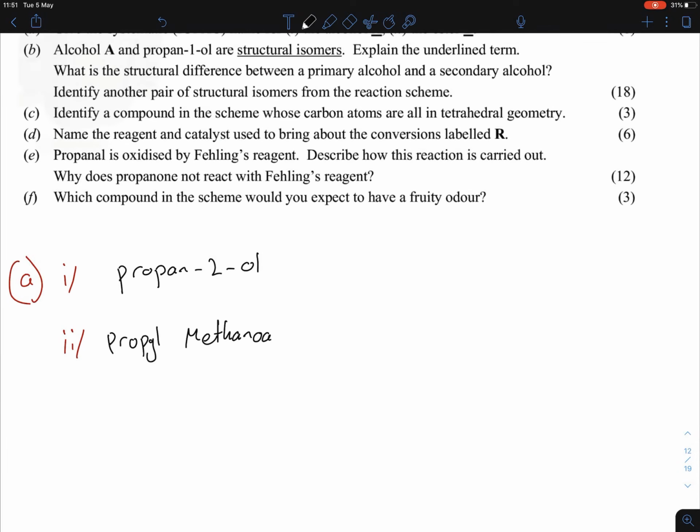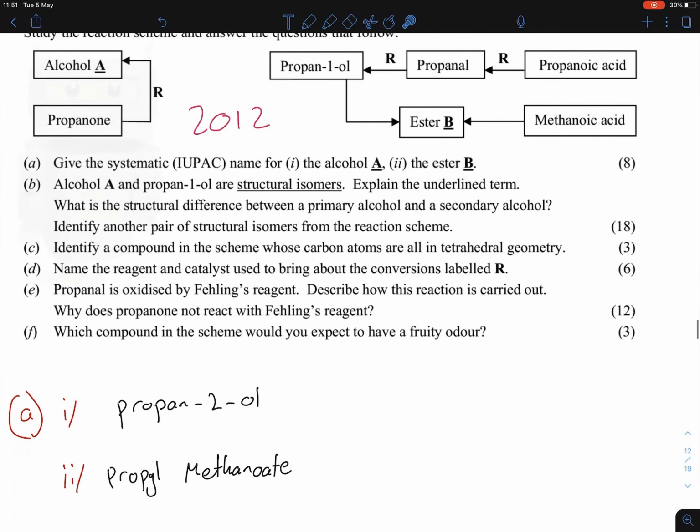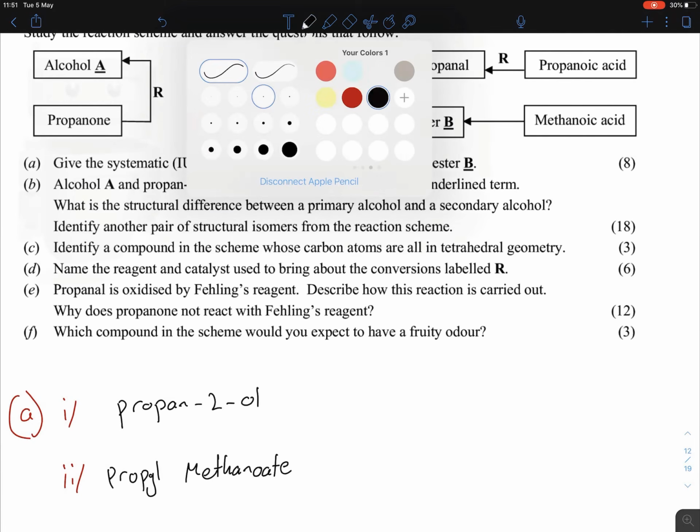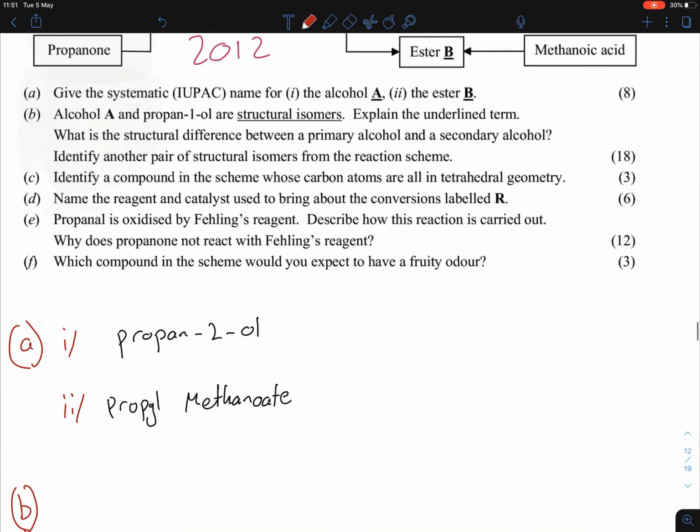So that's just a quick way of figuring out what the name is going to be, and just a reminder that the O8 here, like oic acid, that's the O8 side, and then the alkyl side is going to be the alcohol. So alkyl for alcohol, oic acid for O8. Just an easy way to remember which is which. So that was A, parts I and II.